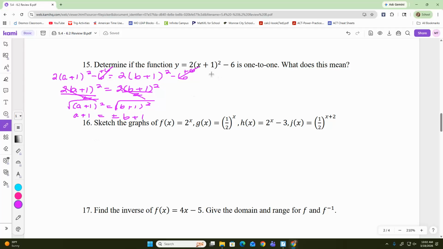Another option, how else could you have solved this? We know x squared is a parabola. It's been shifted left and down. Okay, I don't need a very accurate graph here. I can see it fails the horizontal line test. So that means it's not one-to-one. Why do we care about one-to-one? So we know we can find the inverse. So if it's not one-to-one, we can't do the inverse.